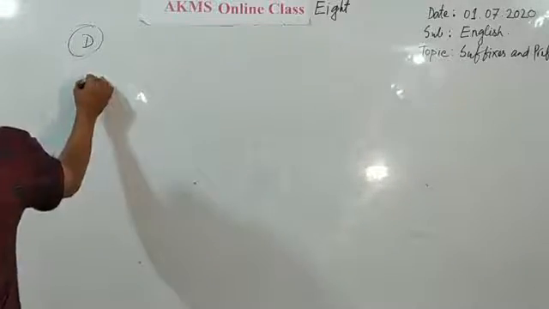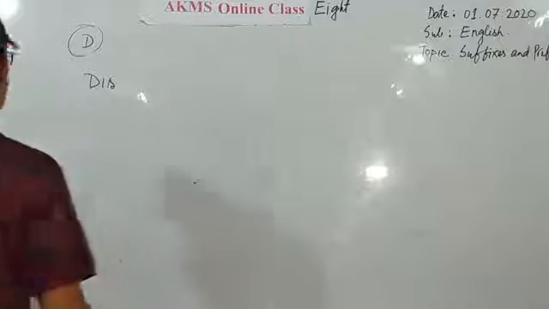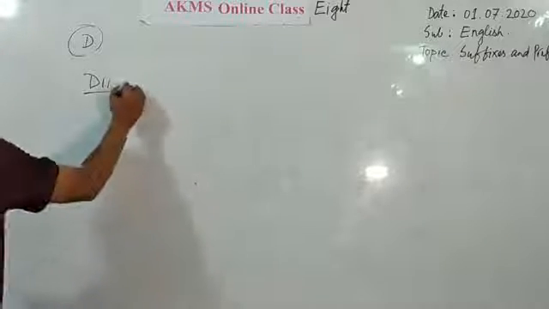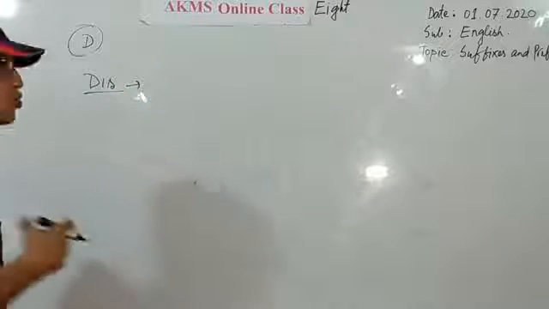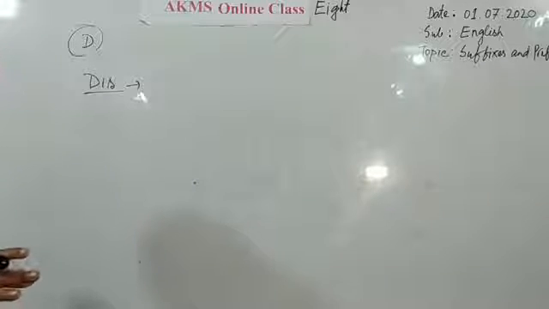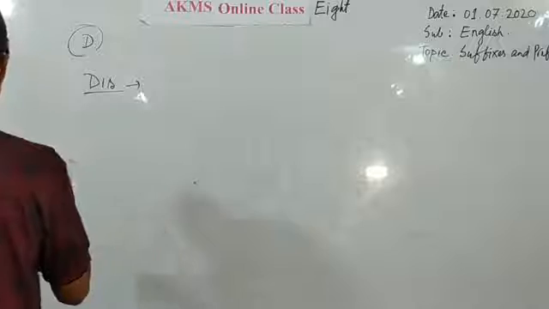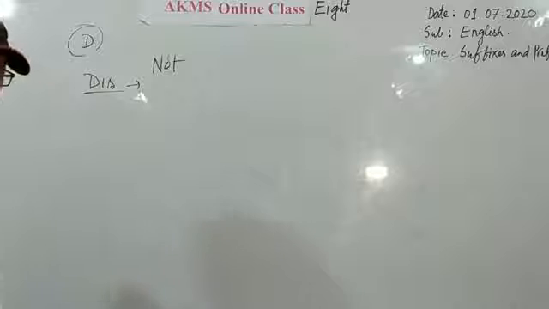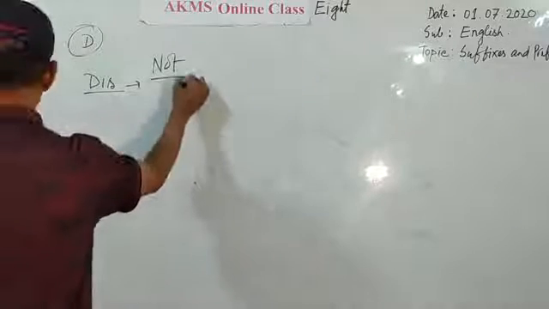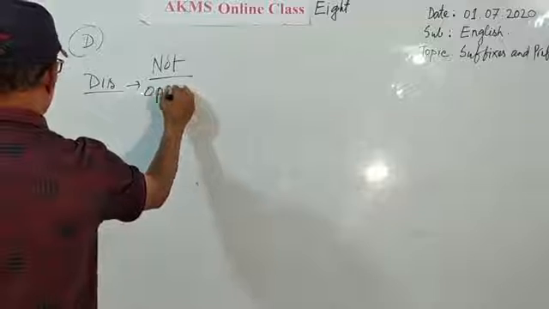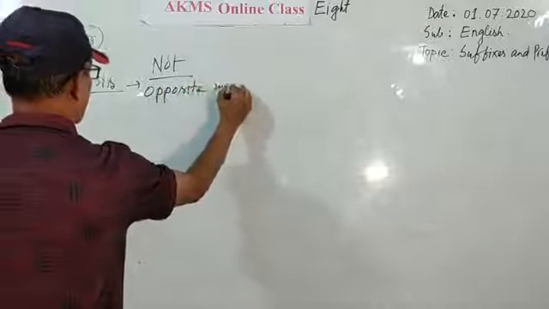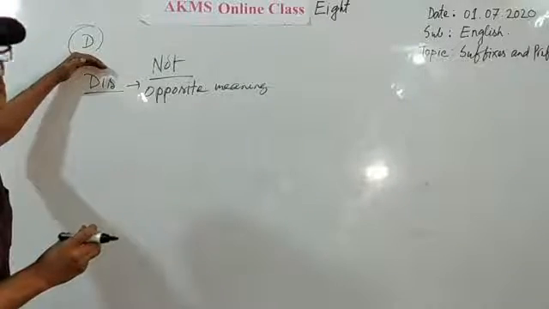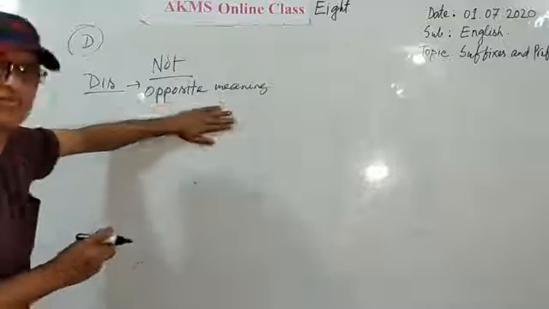Dis, D-I-S. This D-I-S can be used as prefix before a root word and it also expresses opposite meaning or discontinue anything. This will express the meaning of not or opposite meaning. This will be used with a root word to express the opposite meaning.